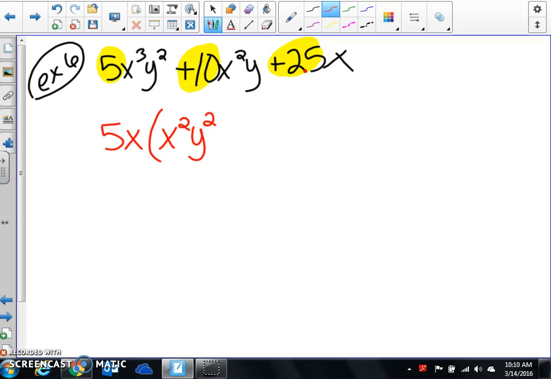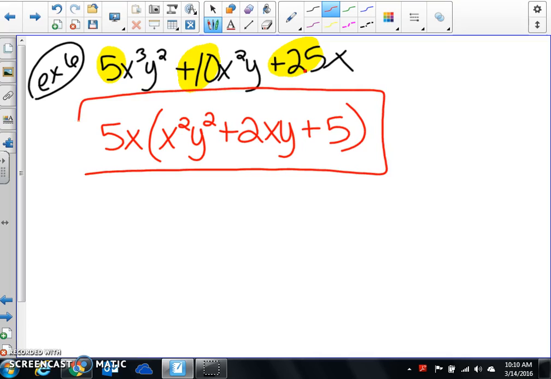A positive 10 divided by 5 is a positive 2. I have 2 x's, I take 1 away, so I'm left with an x, and then y. And then positive 25 divided by 5 is a positive 5. Add an x, and I took it away. Done.